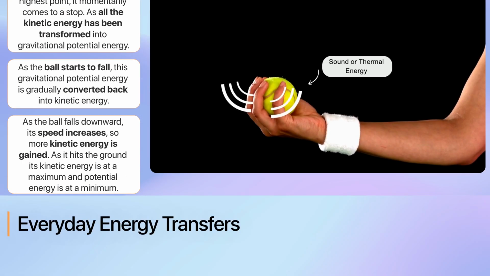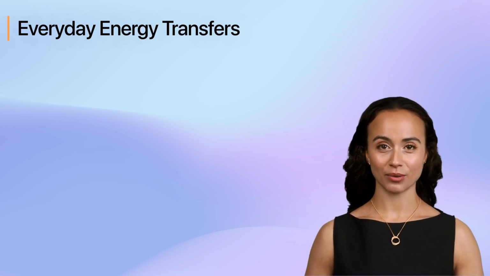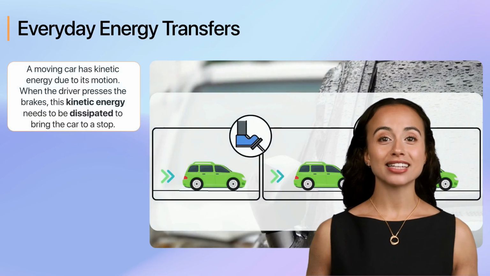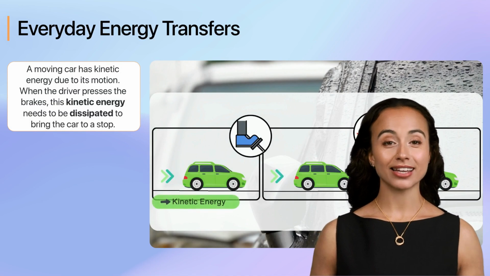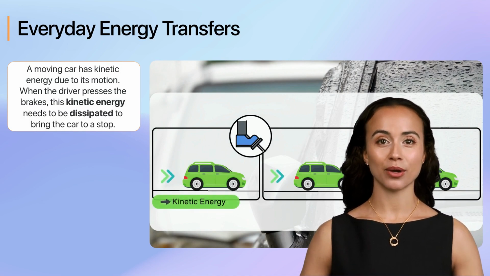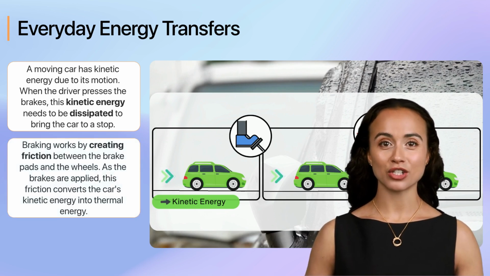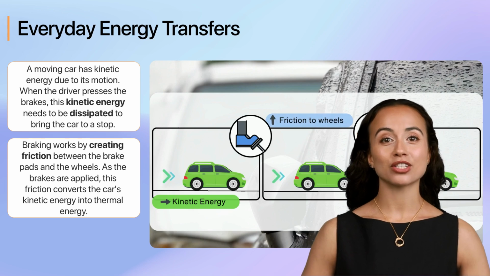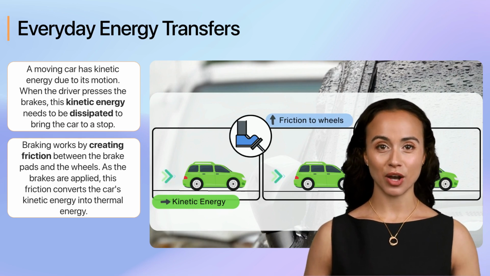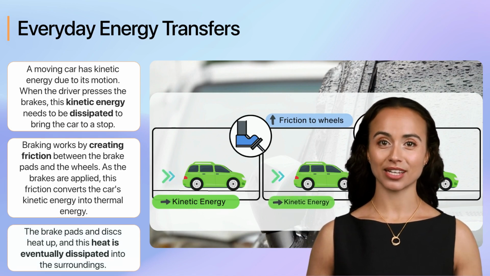Next, let's analyze the energy transformations when a car slows down. A moving car possesses kinetic energy due to its motion. When the driver presses the brake pedal, this kinetic energy needs to be dissipated to bring the car to a stop. The braking system of the car works by creating friction between the brake pads and the wheels. As the brakes are applied, this friction converts the car's kinetic energy into thermal energy. The brake pads and discs heat up due to the frictional forces, and this heat is eventually dissipated into the surroundings.